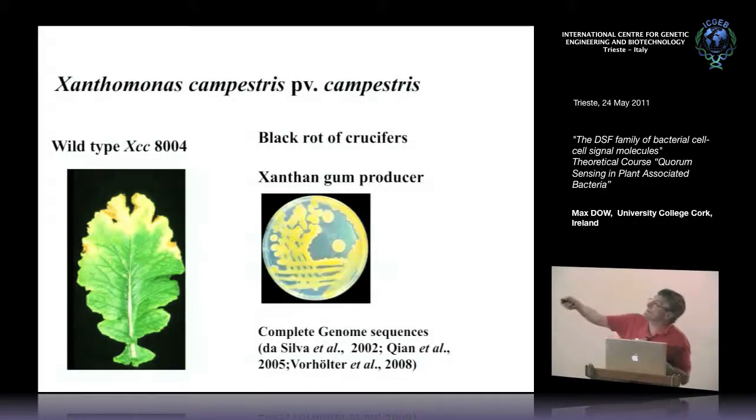It's also quite important because it produces this compound called xanthan, which is used as a food additive. It's also used in the oil recovery industry. And as with many of us here, we now have the capacity to do genomics because we have complete genome sequences of a number of strains of Xanthomonas campestris pathovar campestris. The first one was done in Brazil, then there was a Chinese one done in the Tang lab in Nanning, and then one from Alf Pühler's lab in Germany.